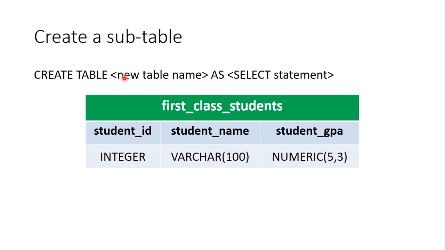Let's create a sub table here. So what's the sub table? We can create a table with the use of an existing table. So how do we create a sub table? With this statement: create table, and then a new table name, then the as keyword, and then a select statement where we can select our data and put in our new table name. So we are going to create a table called first class students, and what we are going to do is select them based on their GPA.